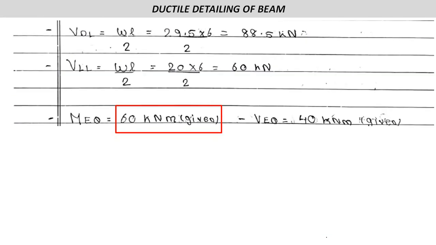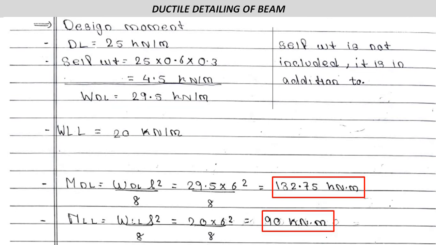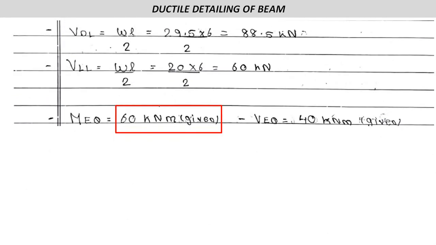Similarly, we have to find the shear force. So we will find the shear force due to dead load and the shear force due to live load. The shear force for dead load is WL by 2. The dead load is 29.5 kN per meter, so 29.5 into L, which is 6, divided by 2. So we will have the shear force as 88.5 kN.